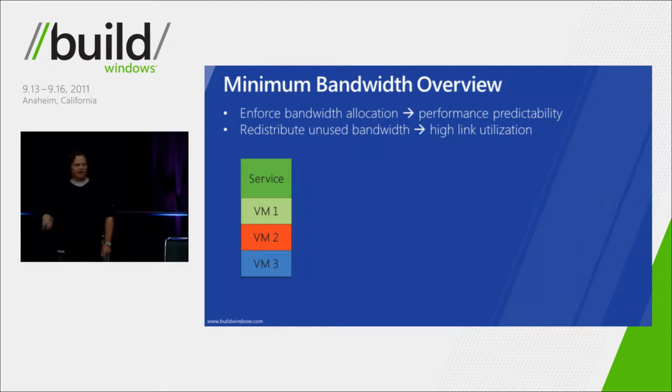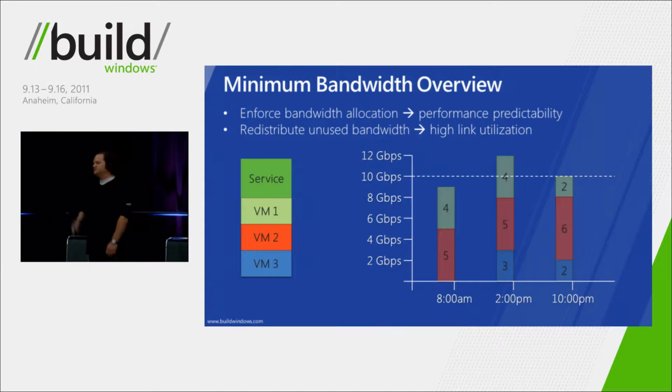At the same time, when those services aren't consuming a whole bunch of bandwidth, you want to be able to allow the other services, just like Charlie showed, to use that available bandwidth, and that gets you high link utilization. So this is the demand curve for these 3 services, and you can see in the morning at 8 o'clock, 2 services are busy, and 1 isn't. It's not doing anything. At 2 o'clock, everybody's busy. 10 o'clock, services 1 and 3 kind of slow down, but service 2 there is still pretty busy.